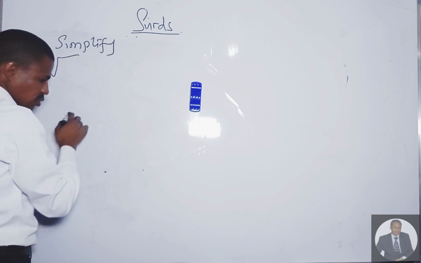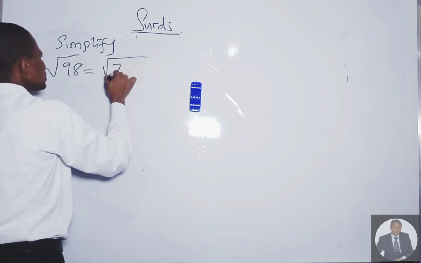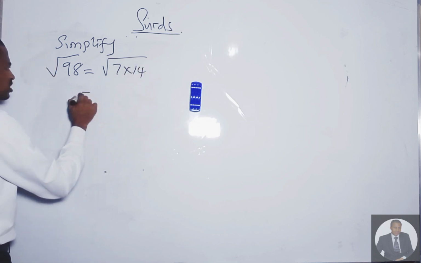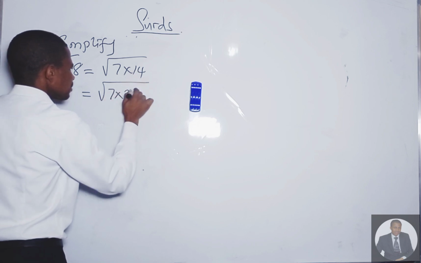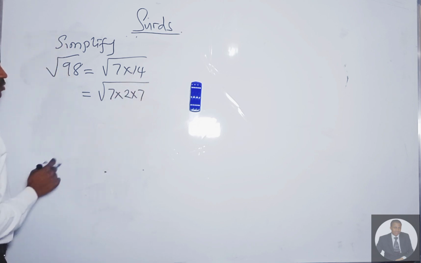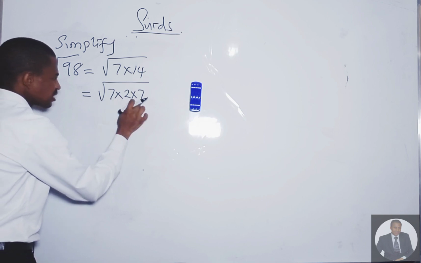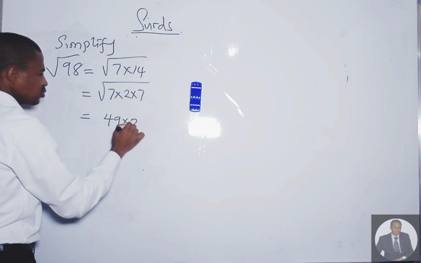Root 98. Root 98 is the same thing as saying 7 times 14. Now none of this is a perfect square. So we simplify further. 7 times 14 is 2 times 7 times 7. So which is a perfect square? None of these actually. But 7 times 7 is 49. 49 is a perfect square. So we come this way.